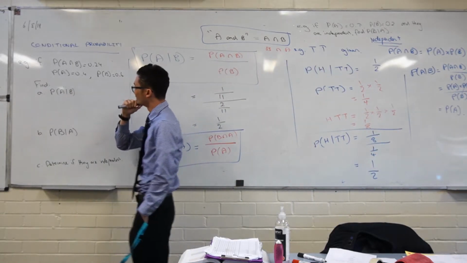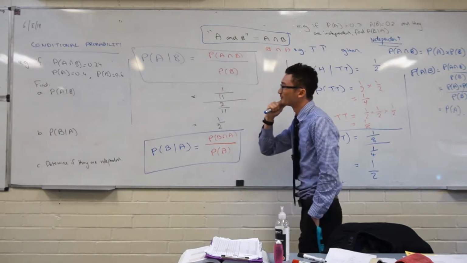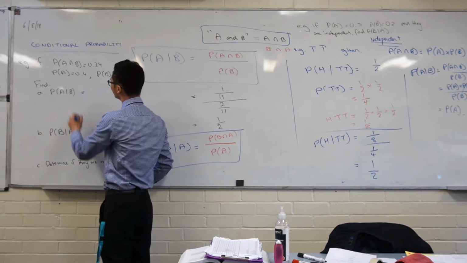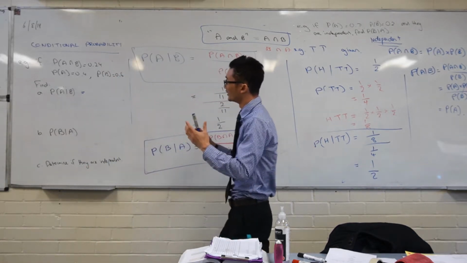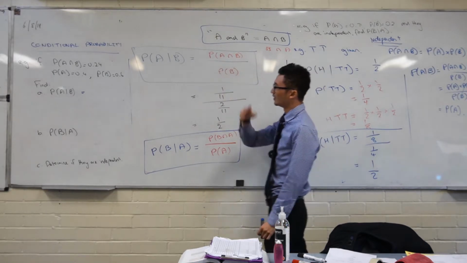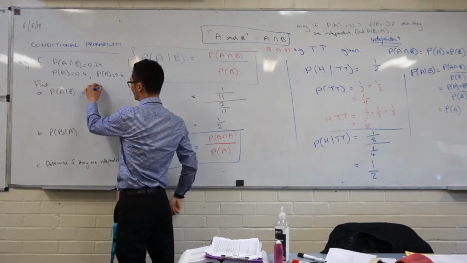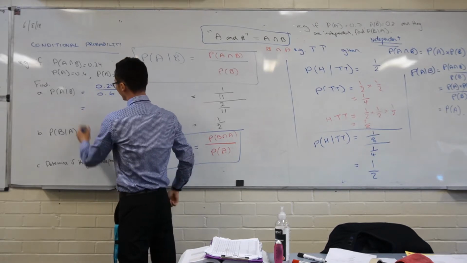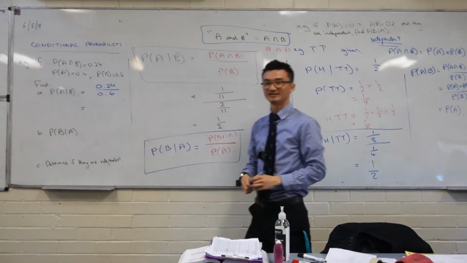Harry, for the first one, what did you try to do? Well, I did 0.24 over 0.6. Okay, so you know that A given B is the probability of A intersection B divided by the probability of B. So it's just 0.24 divided by 0.6. Do you want to simplify that out for me a bit?